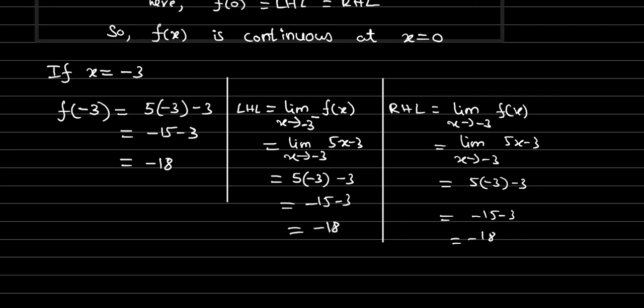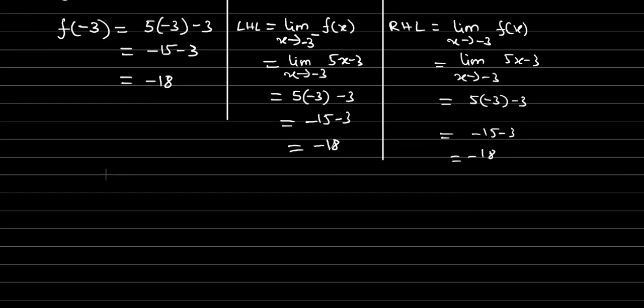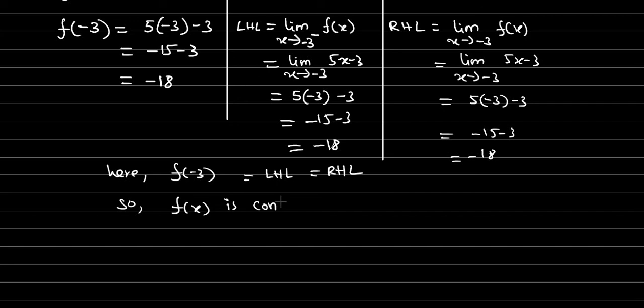So all values coincide, right? So here f of minus 3 and the left hand limit and right hand limit are equal. So f of x is continuous. At what point did we test? At minus 3. So f of x is continuous at x equal to minus 3.